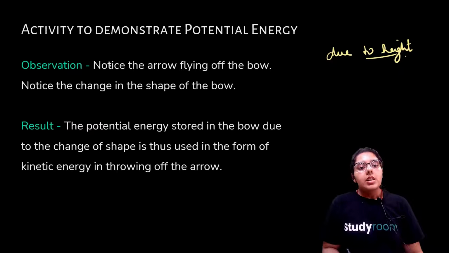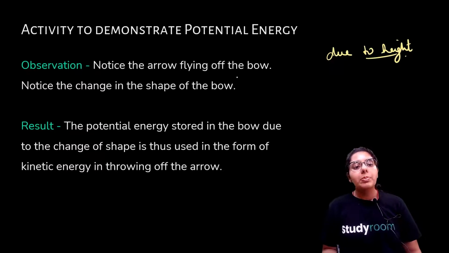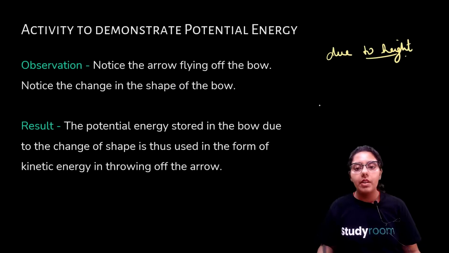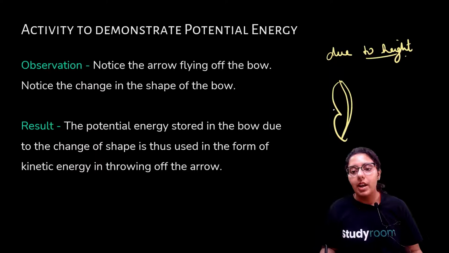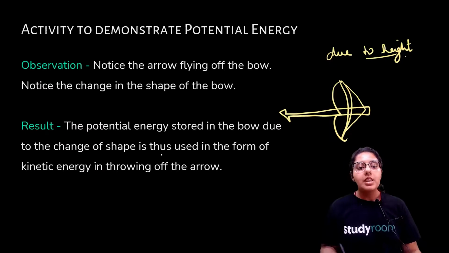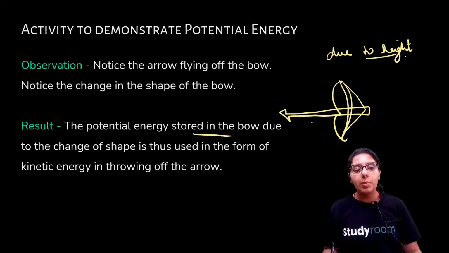Notice the arrow flying off the bow. Notice the change in the shape of the bow. Have you ever seen a bow and an arrow flying off the bow? Do you see that there is a change in the shape of the bow? The potential energy stored in the bow due to change of shape is thus used in the form of kinetic energy in throwing the arrow.